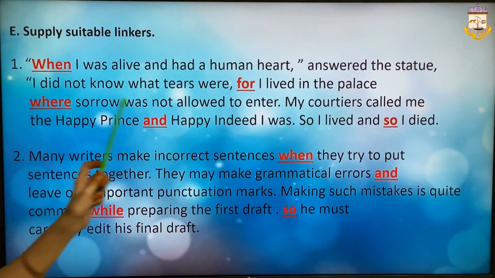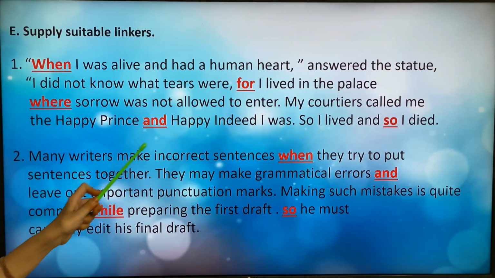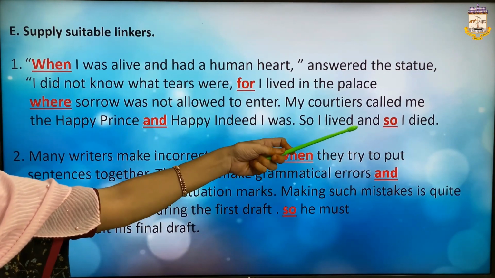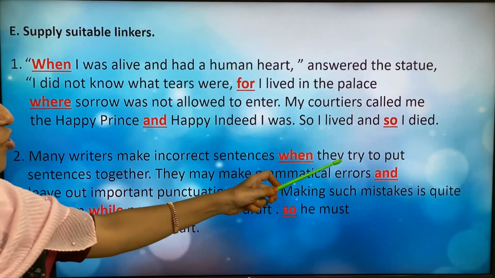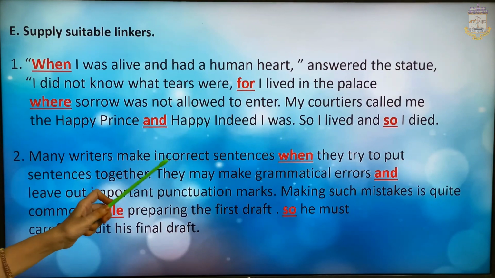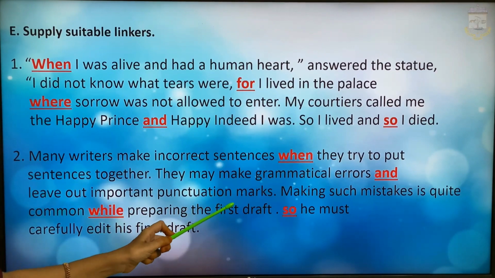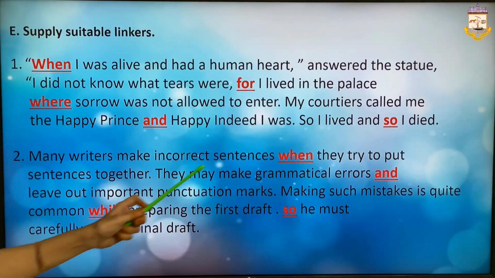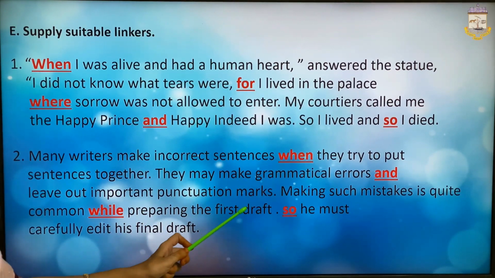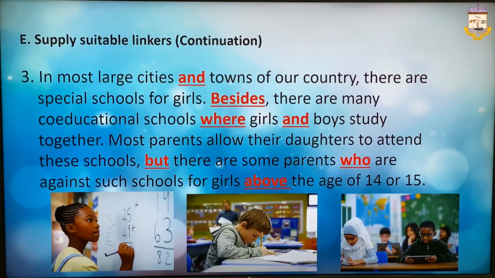My courtiers called me the happy prince and happy indeed I was. To add information. So I lived and so I died. Many writers make incorrect sentences when they try to put sentences together. They may make grammatical errors and leave out important punctuation marks. Making such mistakes is quite common. While denotes time, like when. While preparing the first draft. So, he must carefully edit his final draft. We next move on to question number 3.